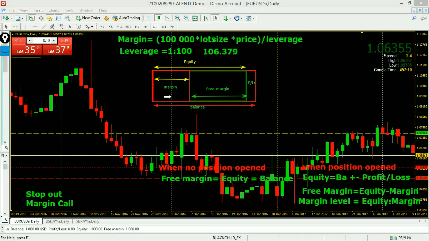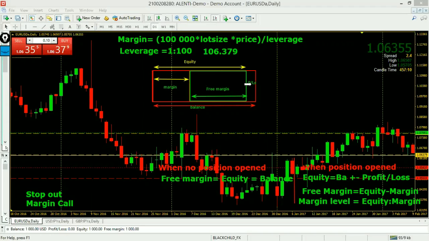Then your margin, which will be a fraction of your balance or your equity, will be from here to there. That will be your margin. Then your free margin, which is from here to there, will be your equity minus your margin.